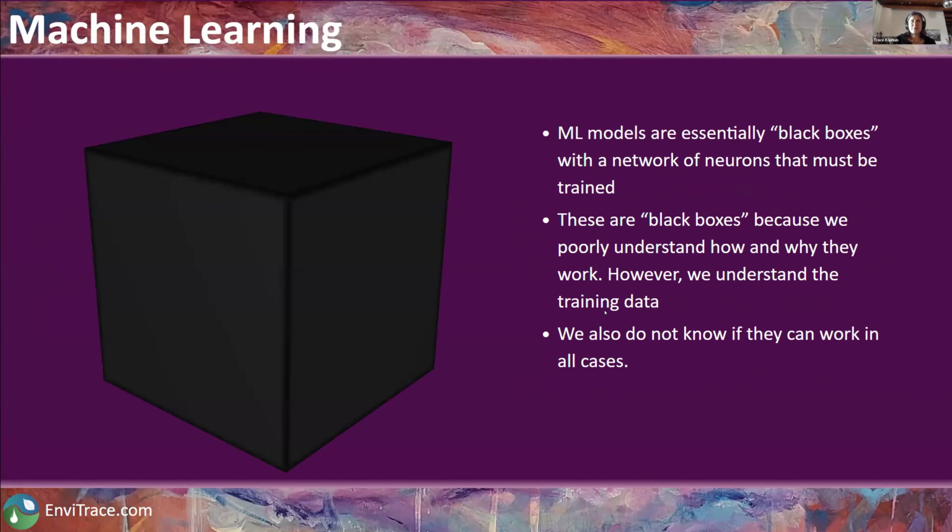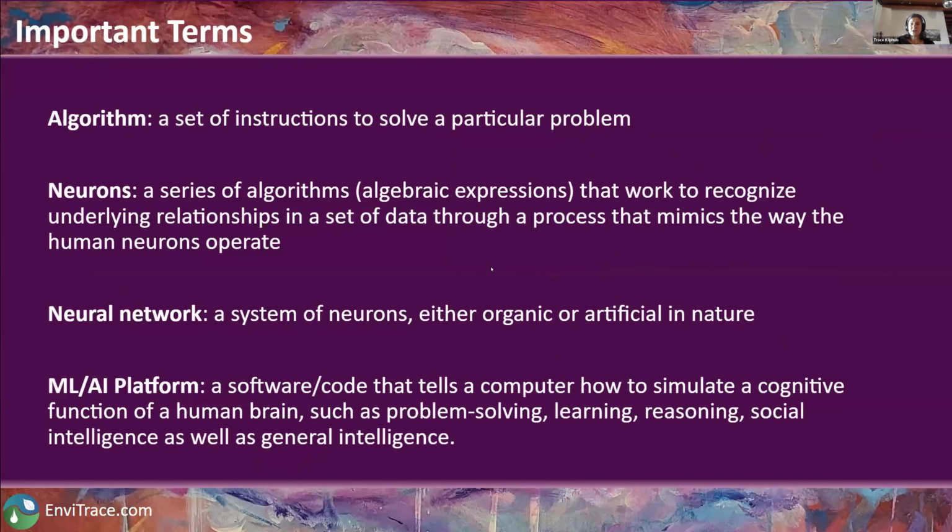Machine learning is essentially a black box with a network of neurons that must be trained. These are called black boxes because we don't understand how they work. However, we understand the training data. We also do not know if they can work in all cases. So there's some important terms that we use when we talk about machine learning. These are just the very high-level basic terms.